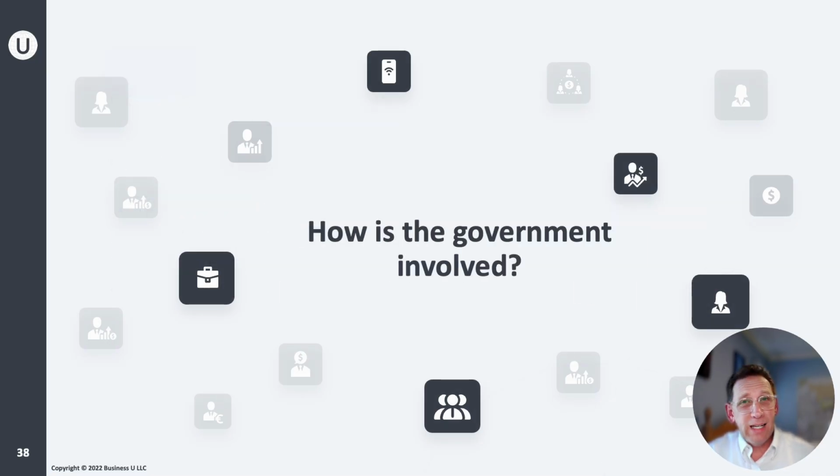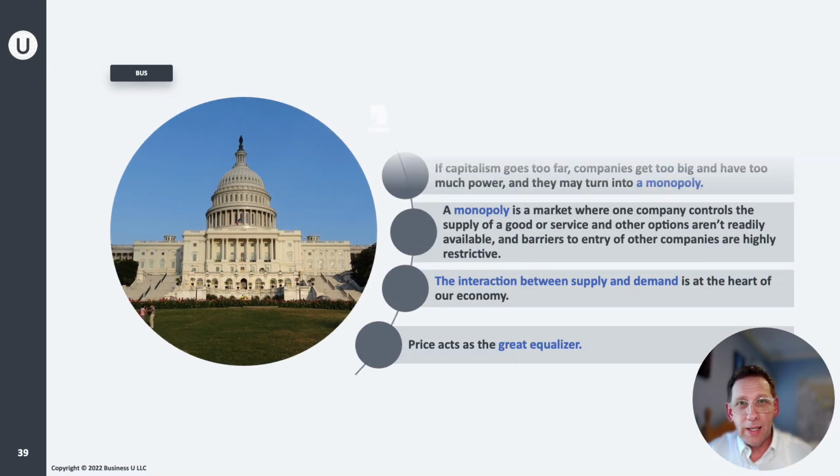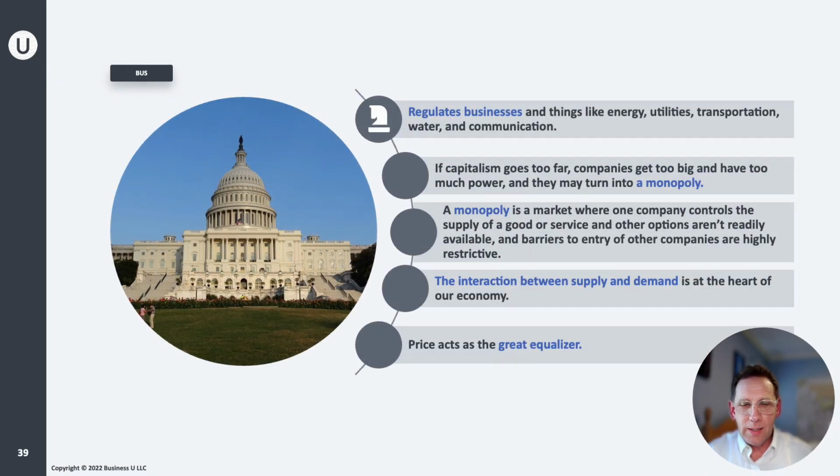However, the government does get involved sometimes, and the way the government gets involved is in these areas. Government regulates businesses in things like energy, utilities, transportation, water, and communication. Now, if capitalism goes too far and companies get too big, they have too much power, it may turn into a monopoly. A monopoly is where one company controls the supply of a good or a service and other options aren't available. The barriers to entry are highly restrictive.